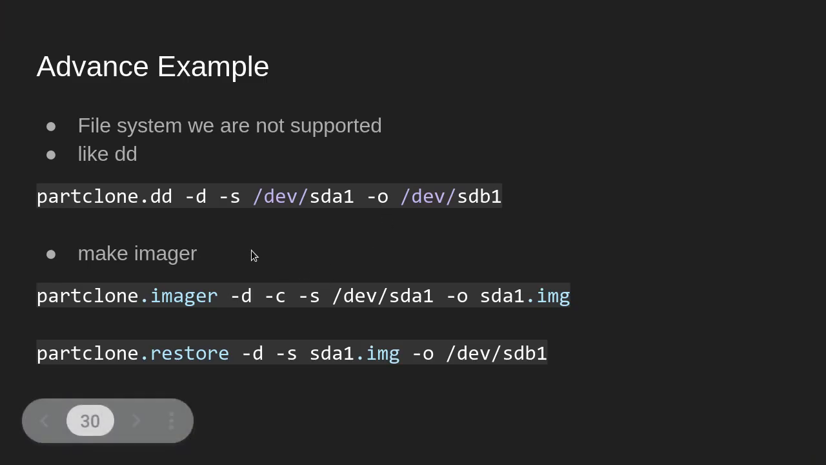We provide the imager. The imager is also for file systems that are not yet supported. We back up the file system we do not support into a Partclone image. And you save the Partclone image, so someday you can restore from the universal tool here.